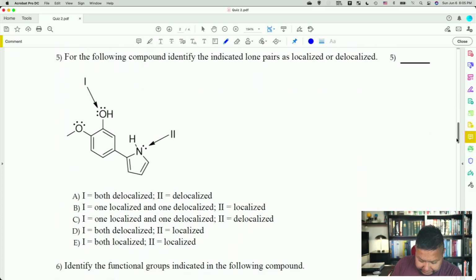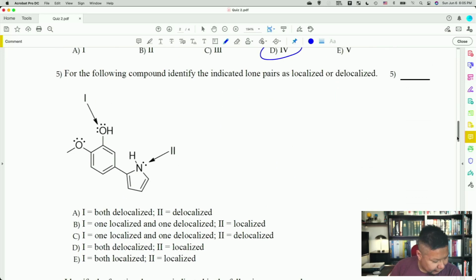Next, number 5. Number 5. Okay. For the following compound, identify the lone pairs as being localized or delocalized. Okay. Well, let's take a look at the oxygen first. Okay. We know already that one of these lone pairs can participate in bonding, right? Because it is a part of the p orbital that's overlapping with the carbon below it, right? And that's why it can do resonance down here.